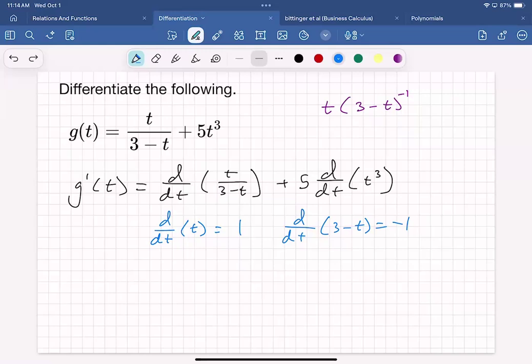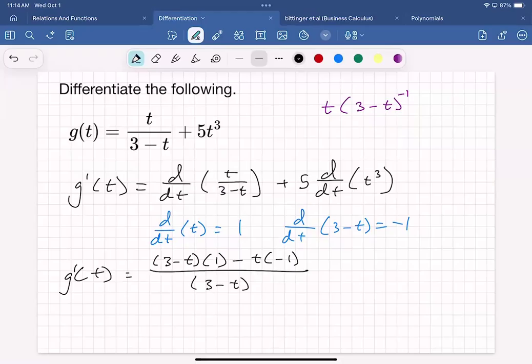Okay. Now, as far as the quotient rule tells us, now we have to go in and say, hey, we want to do low d high minus high d low, all over what? Low squared. Good. Is that all our derivative?